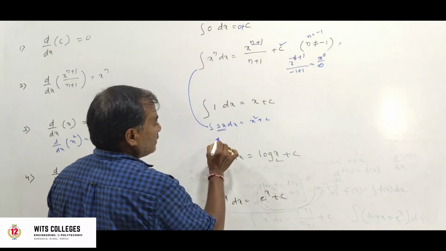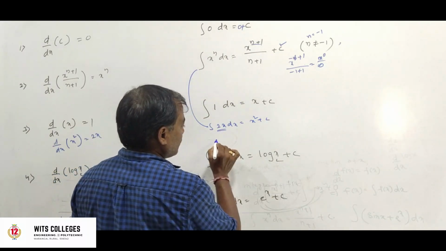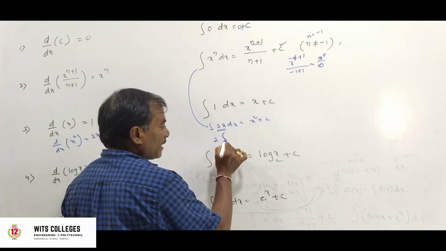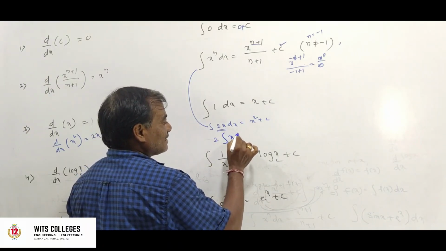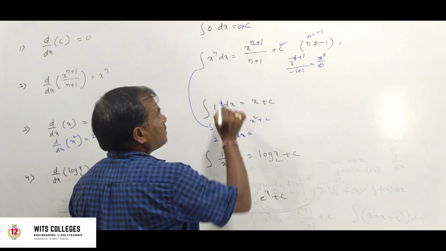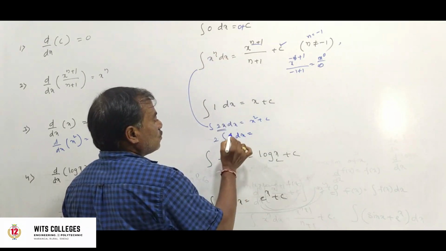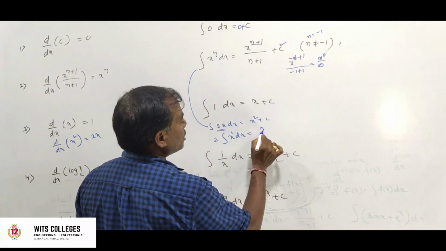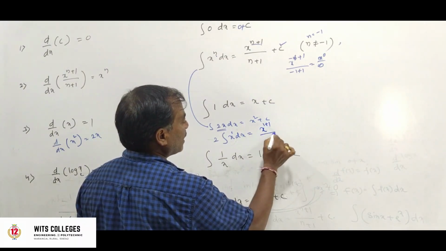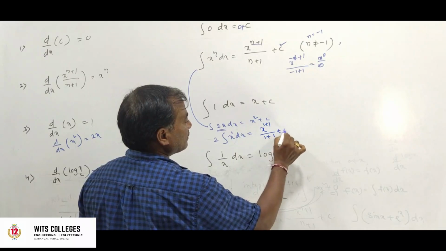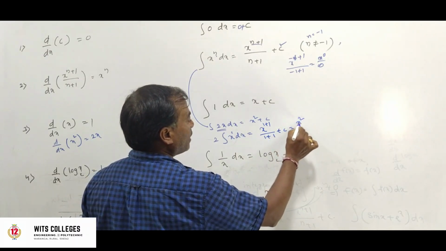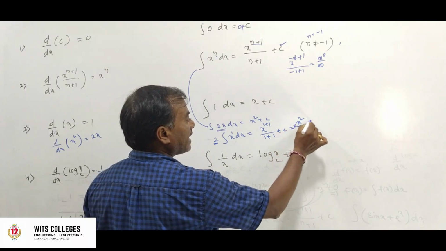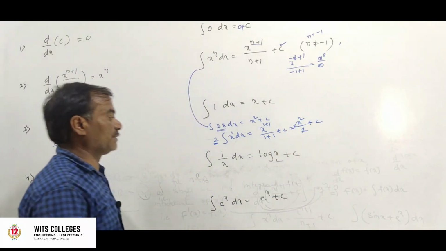Now we check it. Here 2 is a constant. We write the operator integral x dx, so this is in the form of this formula. What is the power here? The power equals 1. Therefore this is equal to x to the power of 1 plus 1 by 1 plus 1 plus c, which means x square by 2. Already the 2 is there, so both of these cancel and we get x square plus c.